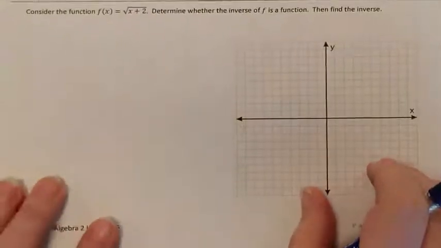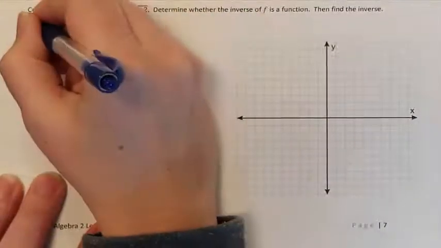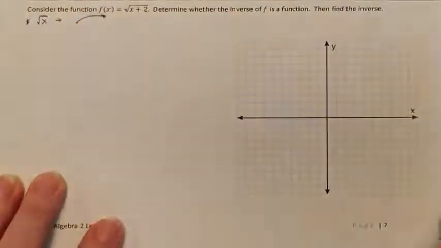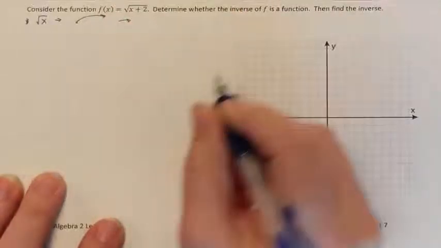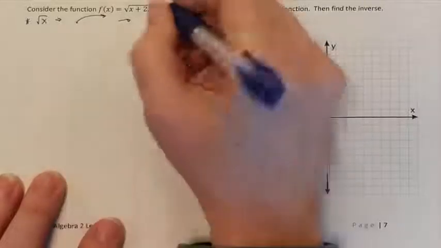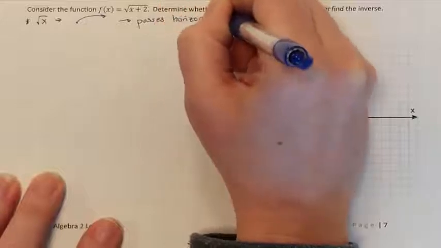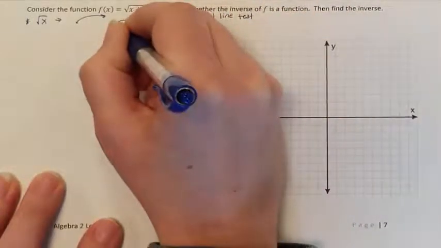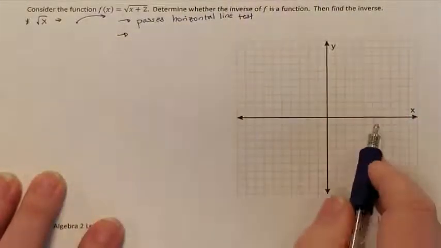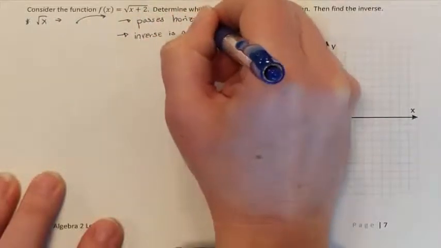Let's go ahead and do this problem. First, it asks us to consider the function, and this is the parent function, the square root of x. We end up looking like this when we graph it. We're first asking ourselves, will this pass the horizontal line test? Anywhere I draw a horizontal line, this will pass the horizontal line test. And since it passes the horizontal line test, if I am to find the inverse and graph the inverse, it will be a function. So the inverse is a function.